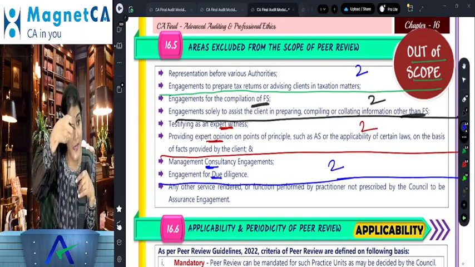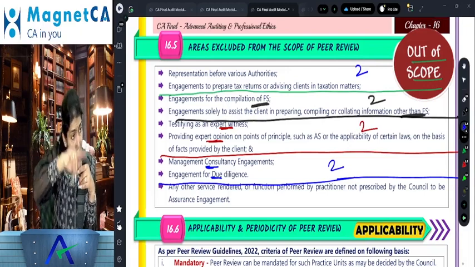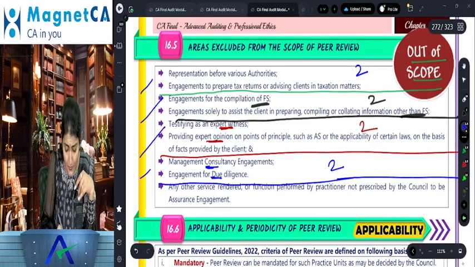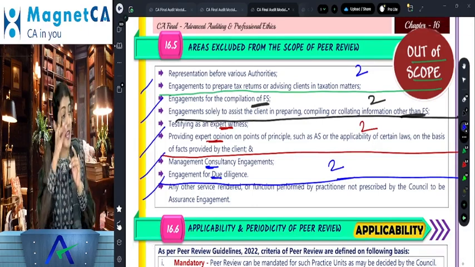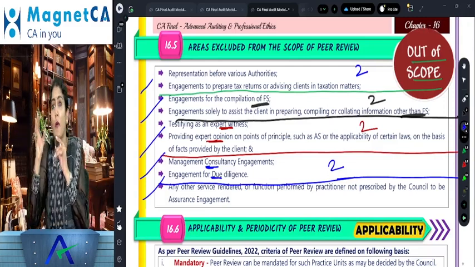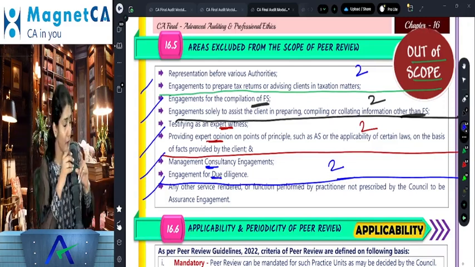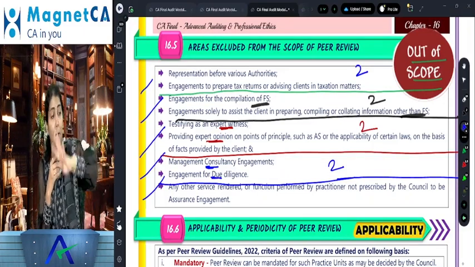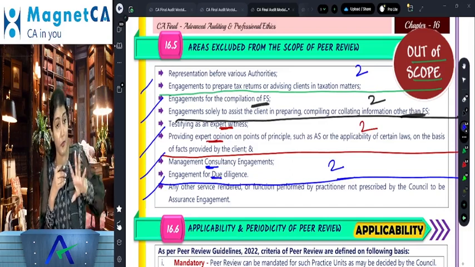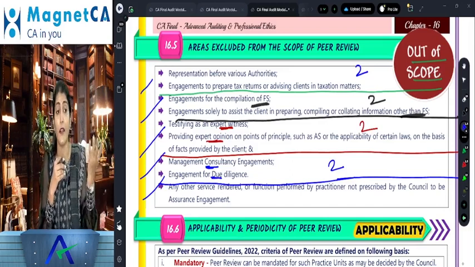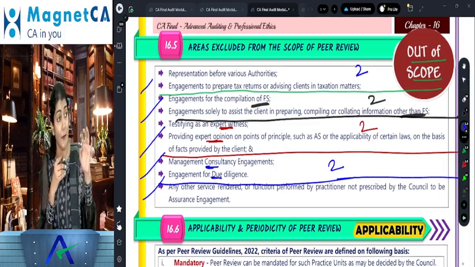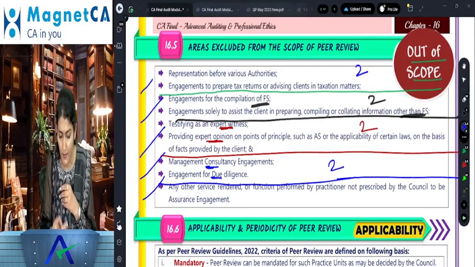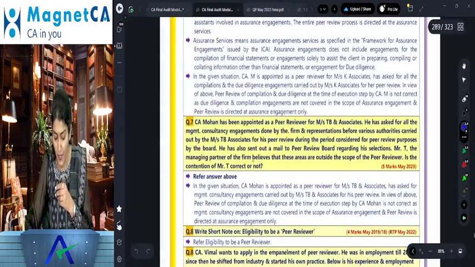Can these work be done by a practicing chartered accountant? Yes, but when that uncle will come to your CA firm to do the peer review, is he going to look into this work being done by your firm? No. It is an area which is excluded from the scope of the peer review. What is excluded? Representing before tax authorities, preparing tax return, compiling financial statements, compiling other than financial statements, expert opinion, expert witness, due diligence and the consultancy engagements. These are excluded from the scope of the peer review. Are you able to follow this, everyone? These are excluded from the scope of the peer review, right?